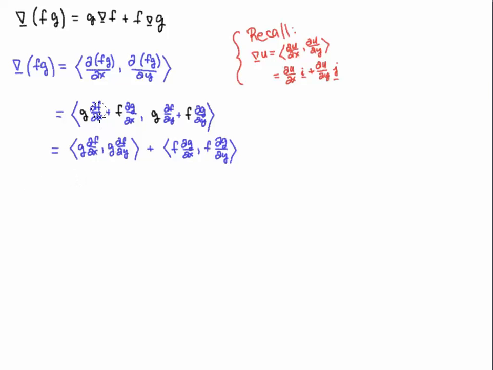So you can just work backwards, and you can see that if I took g df/dx plus f dg/dx, I would have this first component. And similarly for the second component.